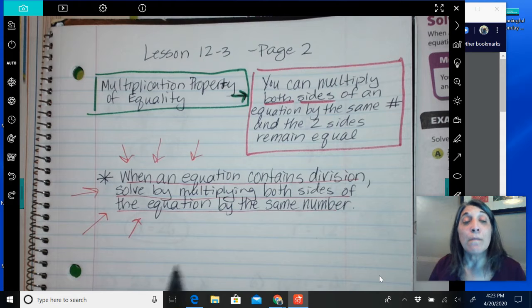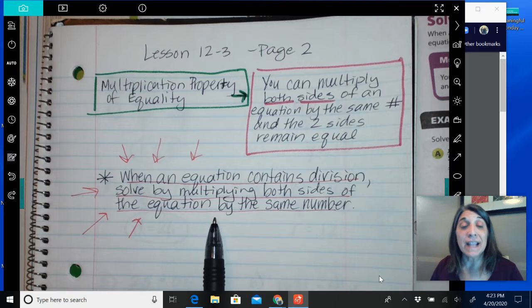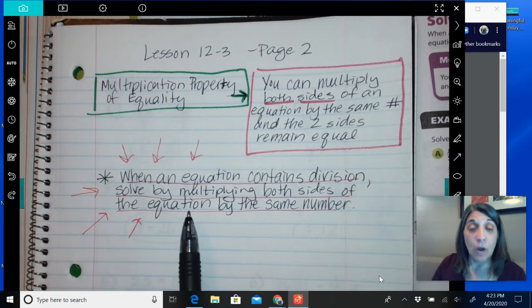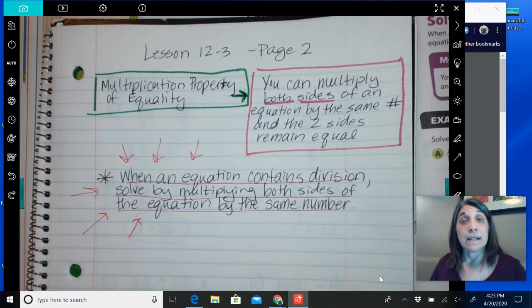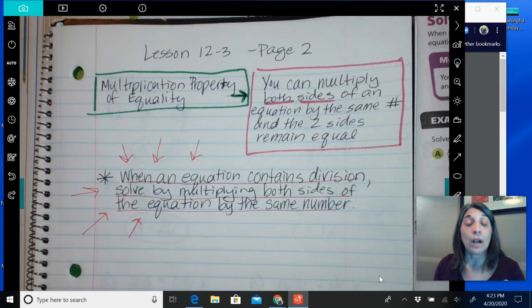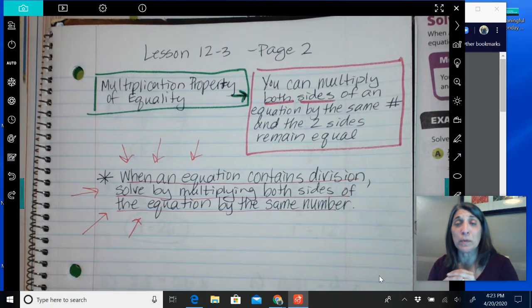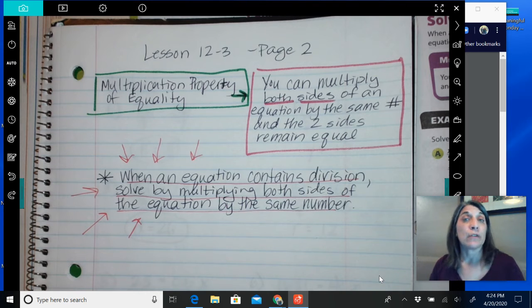Okay. So again, the most important takeaway is this. Takeaway is when an equation contains division, solve by multiplying both sides of the equation by the same number. Because as I mentioned in the other video, multiplication and division are inverses of each other. They kind of undo each other. So if you had an equation that contained a division, like 20 divided by 4 equals 5, its inverse would be 5 times 4 equals 20. Okay, they're called each other's inverse.